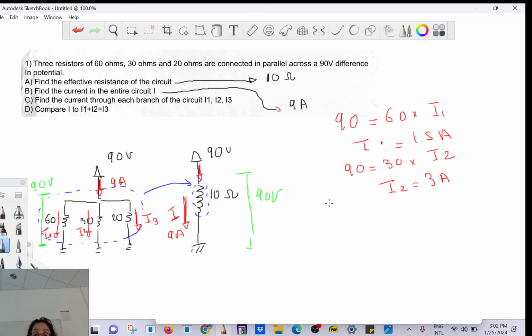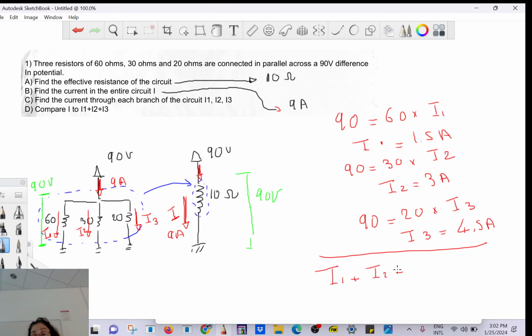And then I3, so we're going to do 90 equals 20 times I3. So I3 equals 4.5 amps. Okay, it has to be 3 times more than this one. Now, if you do I1 plus I2 plus I3, what do we get? 9 amps.